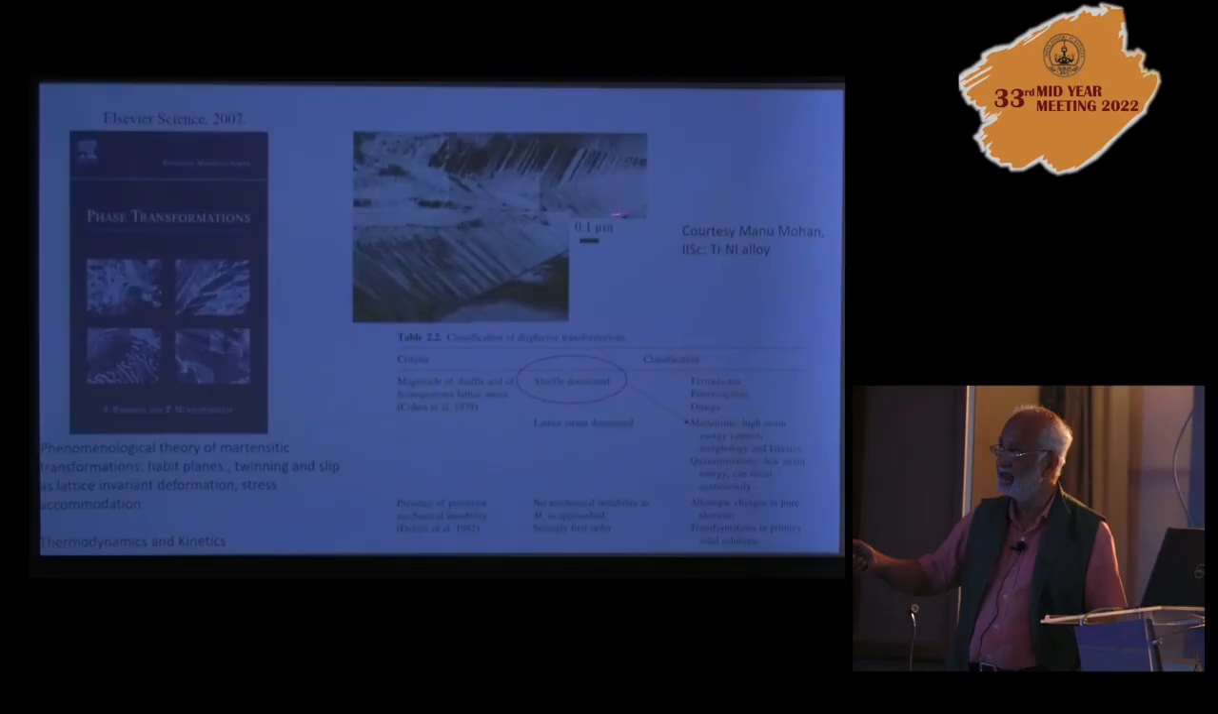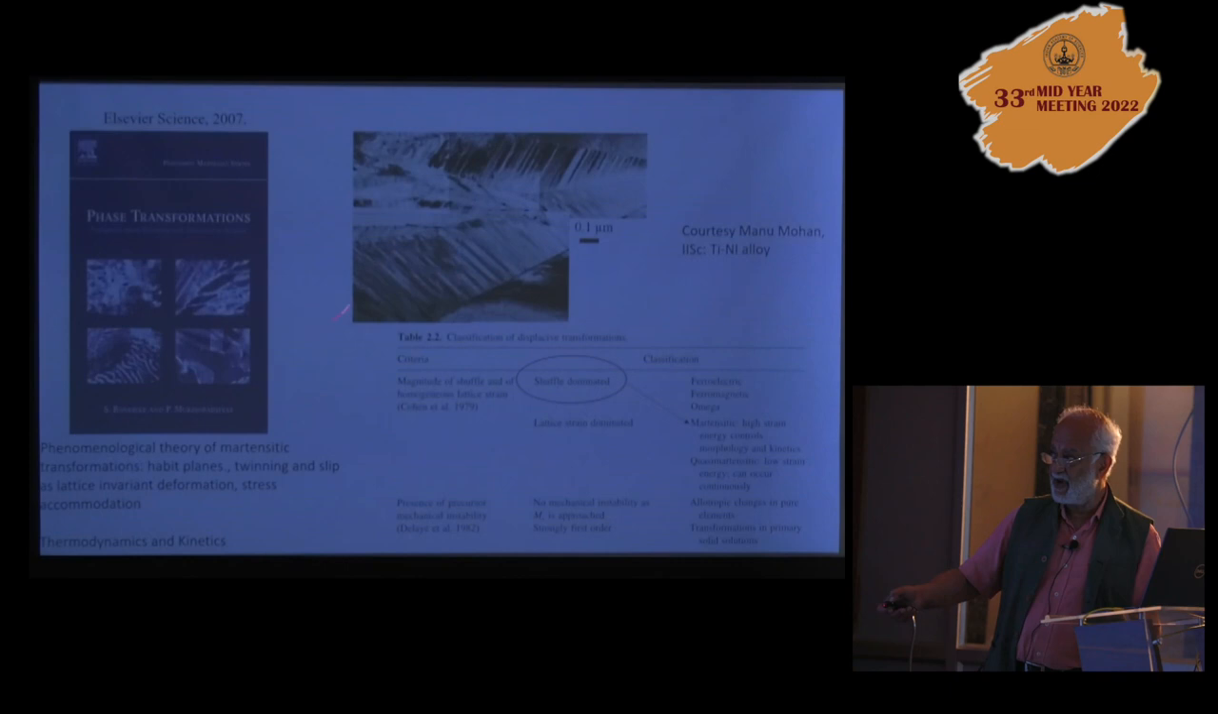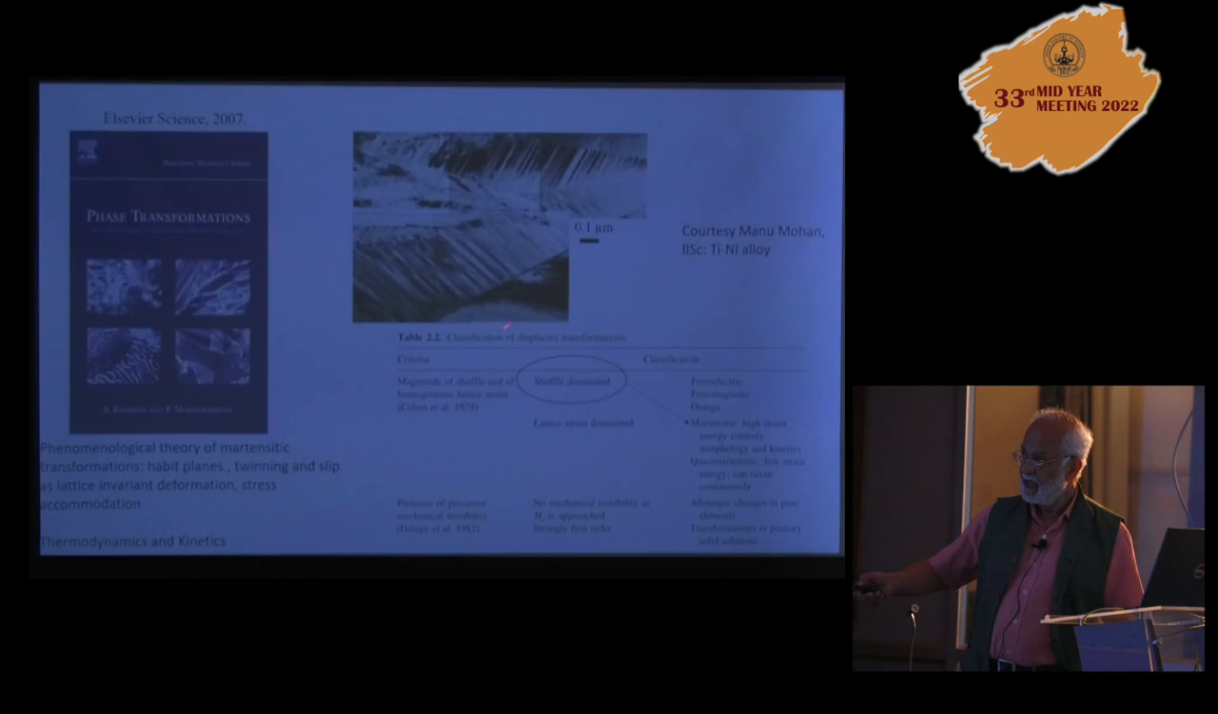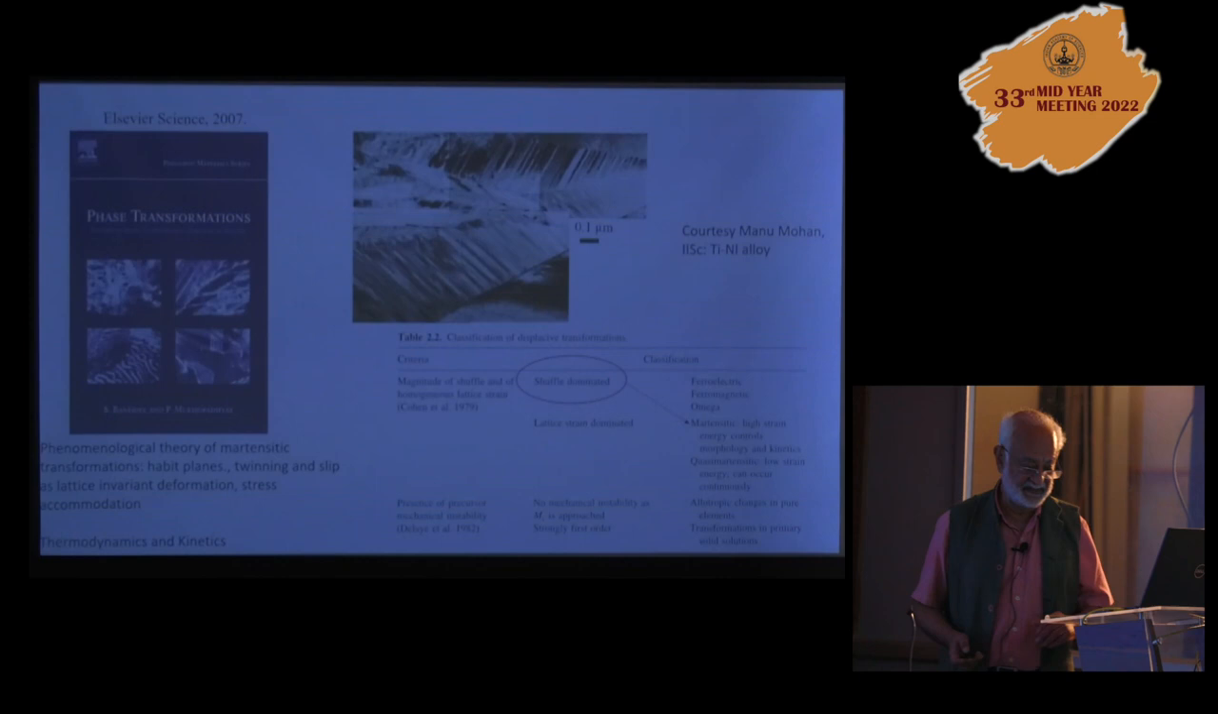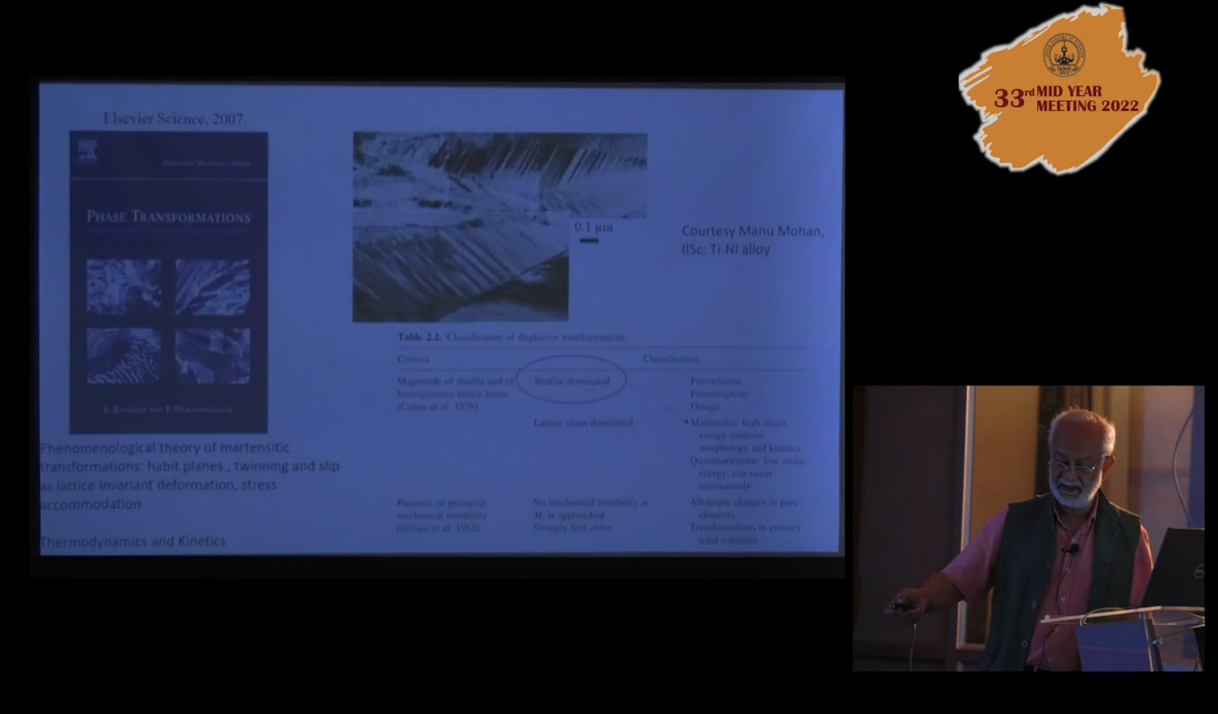Now, typically, a parent to product martensite looks like this when it's lattice strain dominated. You get these fairly large plates. This is a transmission electron micrograph. Within the plates, you have something called twins, which accommodate the strain from the parent lattice to the product phase. So this is typically the morphology of a martensite plate that we often see. As we go along, I'm going to contrast this morphology to what we find when we change the pathways of the transformation.